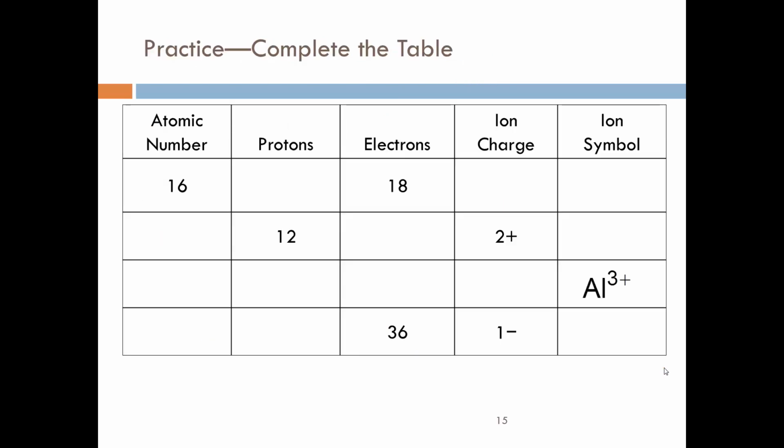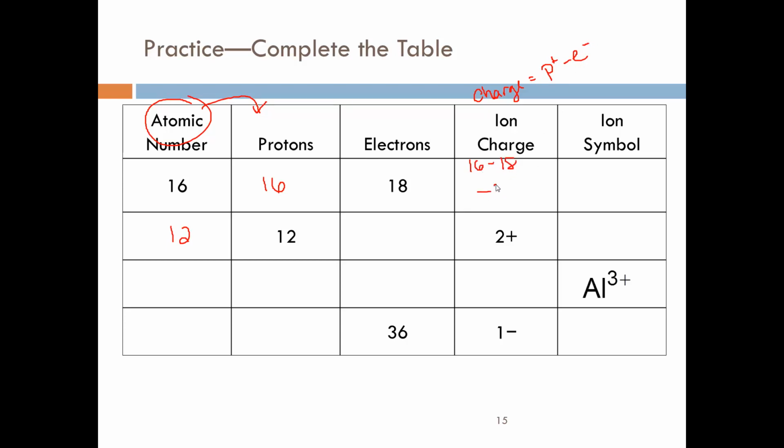Okay, for this one, once again, the atomic number and the protons are always the same. So 16 and 12. We don't know any of the other information. The ion charge is going to be the protons minus the electrons. So in this scenario, it's going to be 16 minus 18, which gives us a -2 charge.